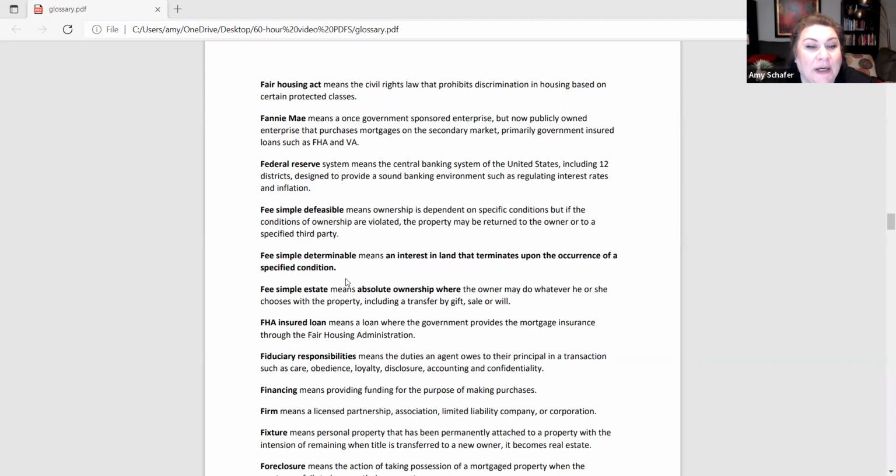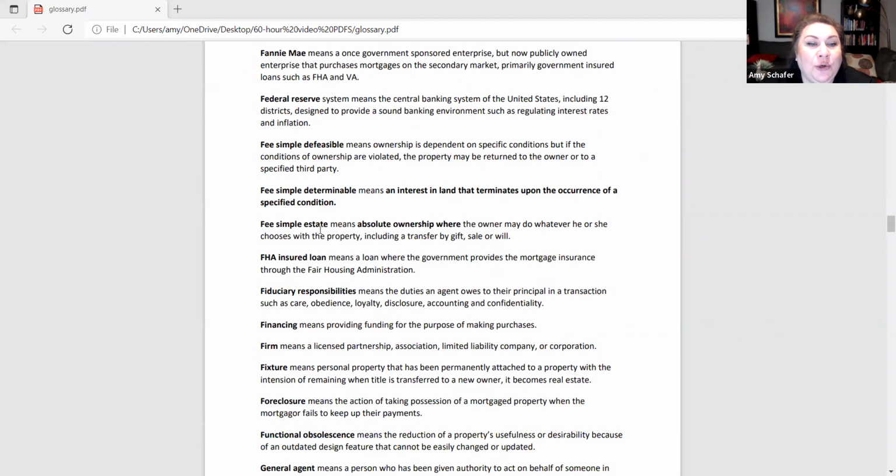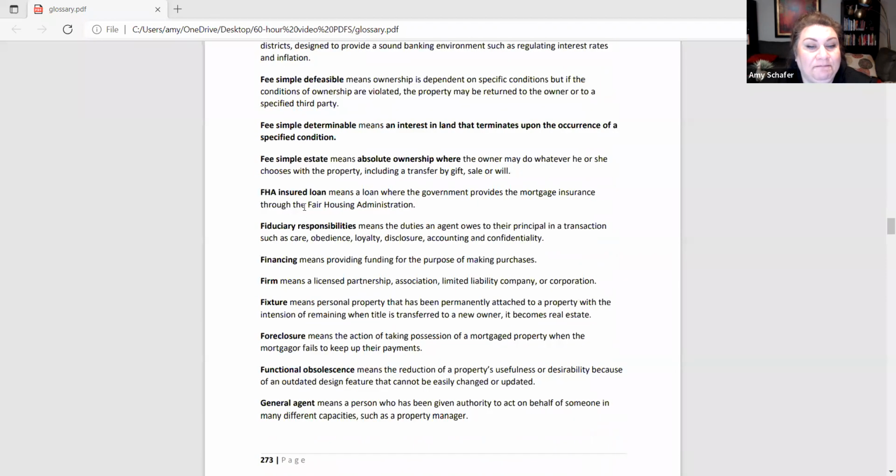Let's pop down here to an FHA loan. This is an FHA insured loan. It is a government-backed loan. Again, anybody can do an FHA loan, but it's the government that provides the mortgage insurance on it. Instead of a private company, the government does it.